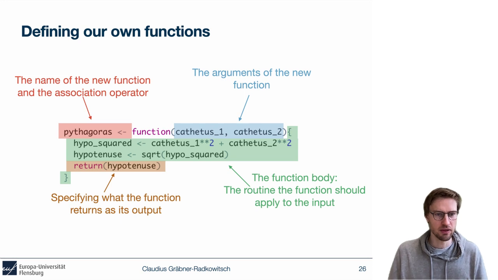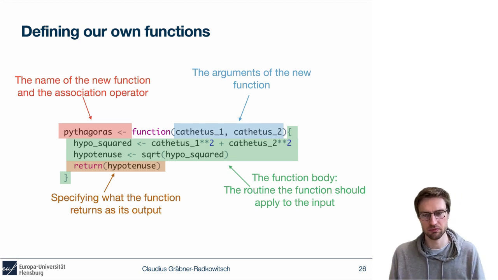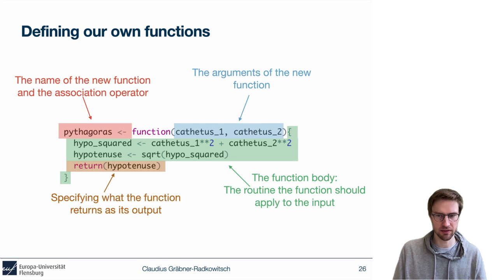And what does it do? In the first line, it computes the hypotenuse squared by adding the square of cathetus1 to the square of cathetus2. And then in the next line, it takes the result of this computation, computes the square root of it, such that we get the length of the hypotenuse. This is what the Pythagorean theorem actually does.